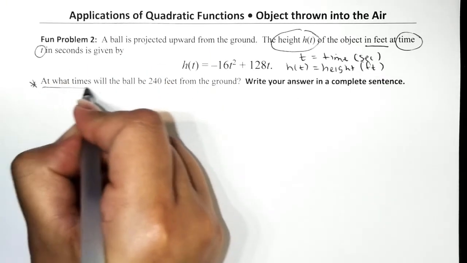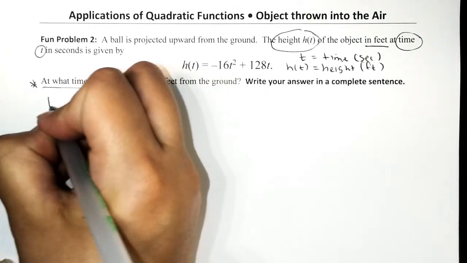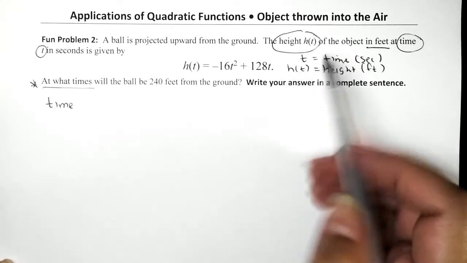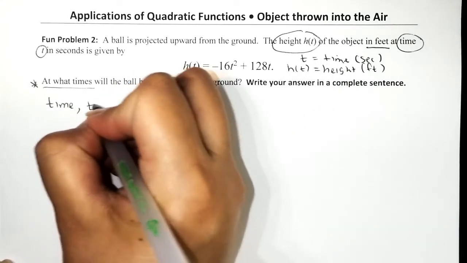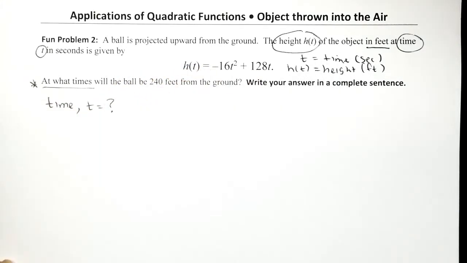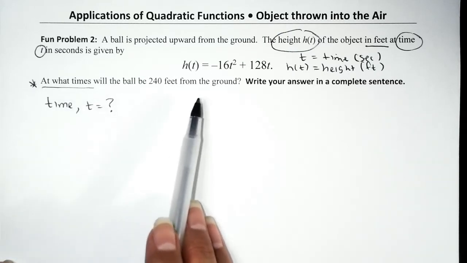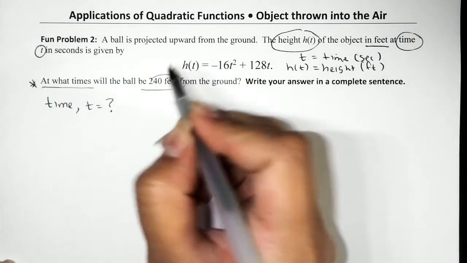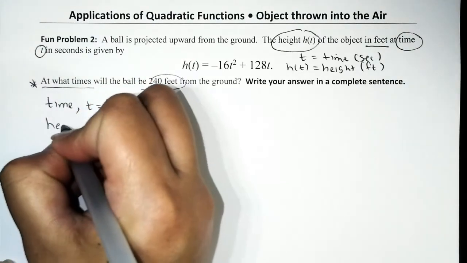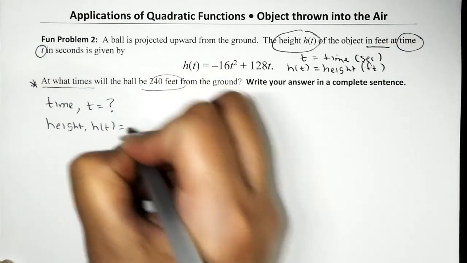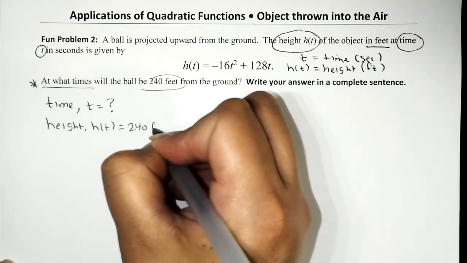At what times? I don't know. So I'm going to have time. I'm like, oh man, is time my T or my H? Time is T. Time equals question mark. That's how I paraphrase things. You don't need to paraphrase? Then don't. At what times will the ball be 240 feet from the ground? So in this case, the height, which is given by H of T, will be 240 feet.